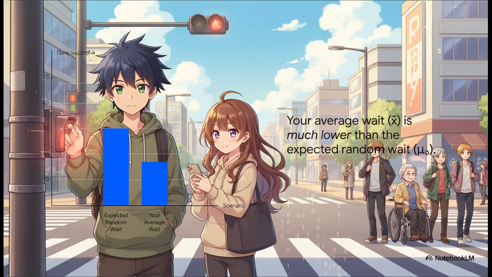Let's put that into perspective. Our measured average is only 17 seconds, compared to the 30 seconds we'd expect if the button was broken. I mean, that difference looks huge, right? But in statistics, "looks huge" isn't quite good enough. We have to prove it.